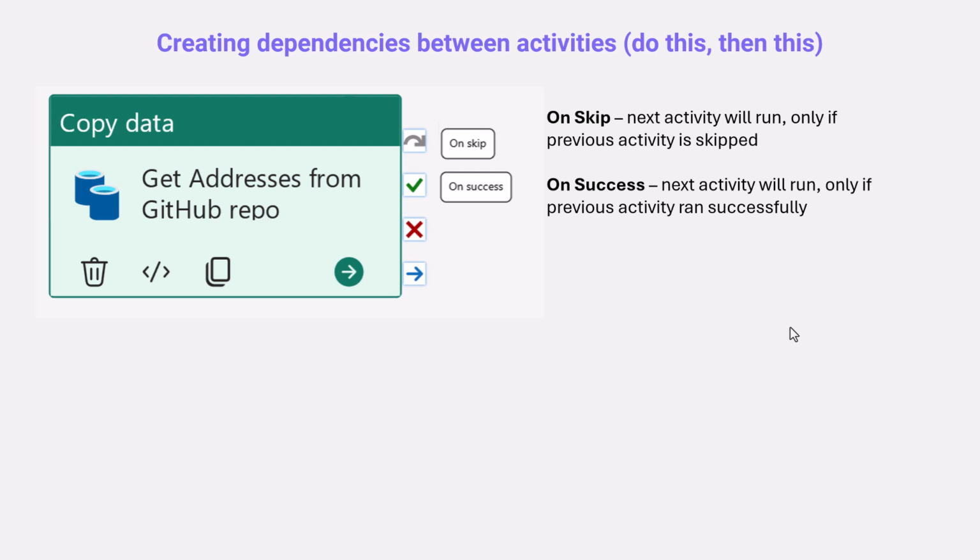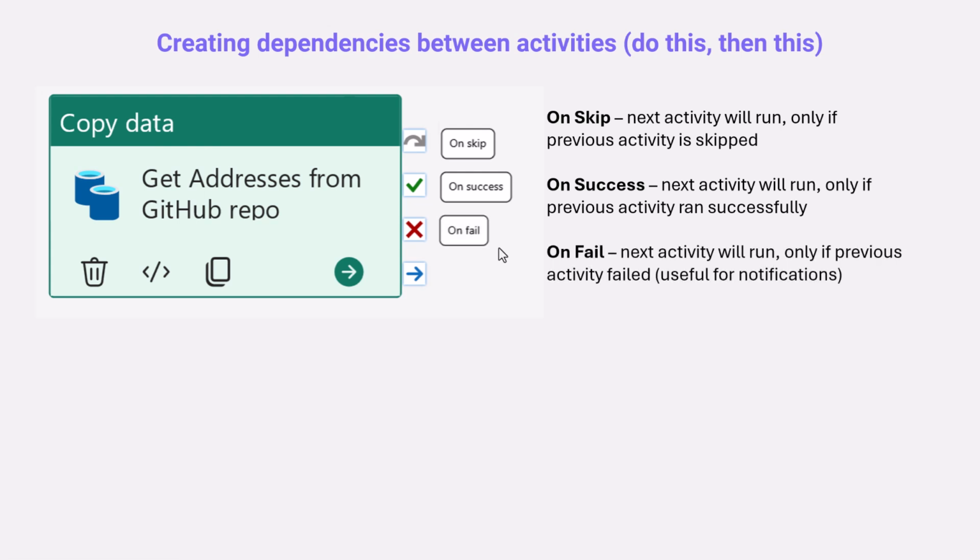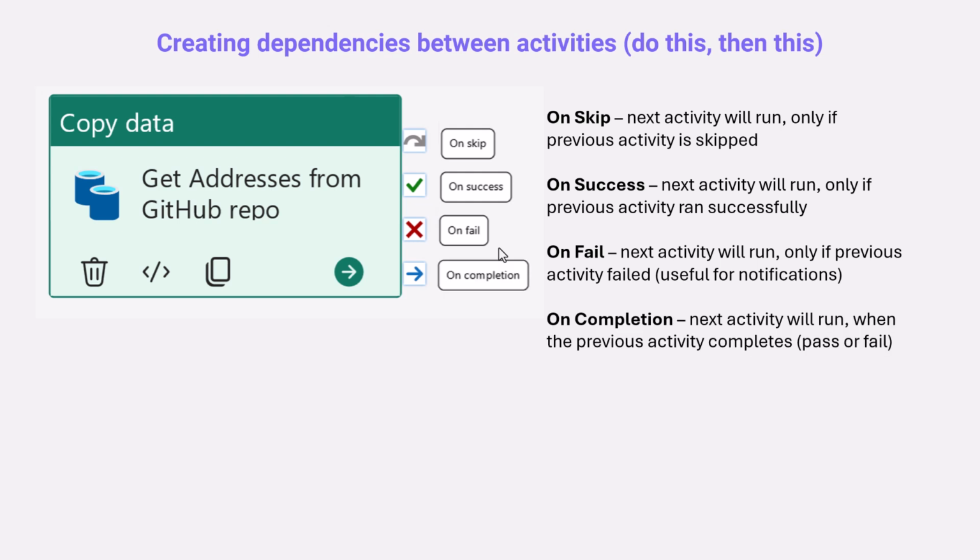And this basically means that the next activity will run only if this previous activity is run successfully, okay? We've also got on fail. So this means that the next activity will run only if the previous activity fails. So you might want to use this for things like notifications, right? Finally is on completion. This means that the next activity will run when the previous activity completes. It doesn't matter if it is successful or it fails, right? Either way, that next activity will run.